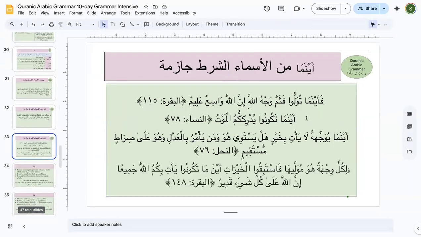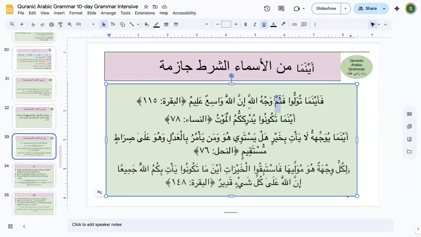And then ainama tuwallu fasamma wajhullah. Wherever you turn, then there is the face of Allah. Samma wajhullah. Samma, what is this word samma? How will you label it? There is a fa there. Samma wajhullah. It is going to be Jumla Ismiya. Therefore, you see a fa.